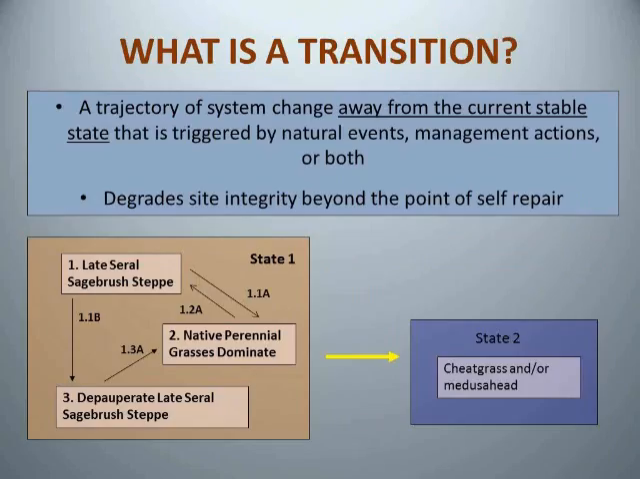A transition in the box and arrow diagram is the arrows between states. So this is a trajectory of change away from the current stable state, generally triggered by some kind of disturbance or event. And the key point here is that it degrades the site beyond the point of self-repair. So once we go from, and this is not a great example, state 1 to state 2, you can't just turn around and go back. You can't put a little water on it. You can't take the cows off and think that it will just go back to looking like a late seral sagebrush steppe. It's not how it works.